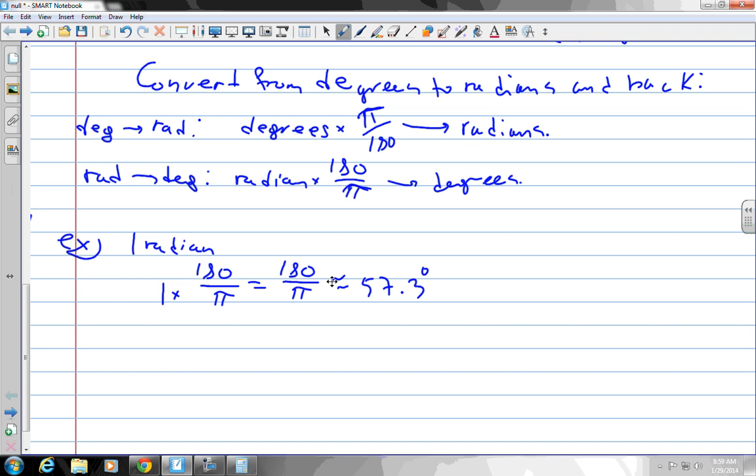Okay? So that means if I look at that unit circle again, and if I look at this is 1, this is 1, and then if I do it in a way that the length of this arc right here is also 1, then the measure of this angle is 1 radian or 57.3 degrees. Okay? So this angle is 57.3 degrees or 1 radian.